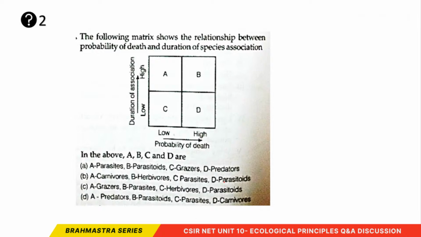Now, this is a question from your species interaction. So, this is a matrix which shows the relationship between the probability of death and duration of species, and you have to put the species in the correct block. So, for this, you have to know who are called parasites, who are called parasitoids, who are grazers, who are predators, and so on.